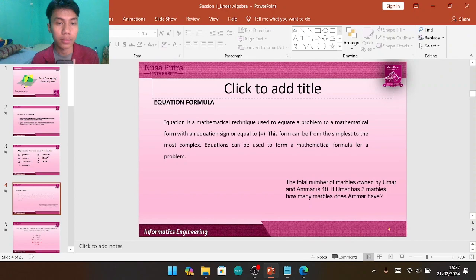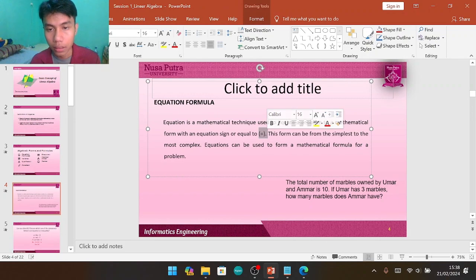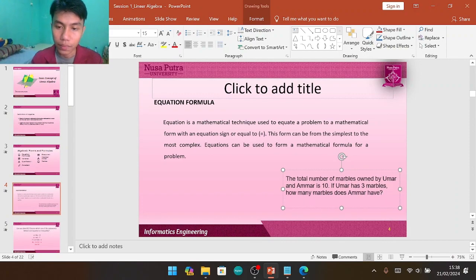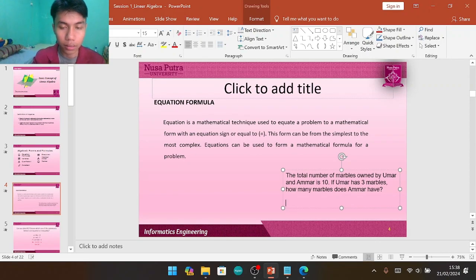Okay, let's start with the first, the equation formula. An equation is a mathematical technique used to equate a problem to a mathematical form with an equal sign. This form can be from the simplest to the most complex. Equations can be used to form a mathematical formula for a problem. So there is a question. Let's make it into algebra.